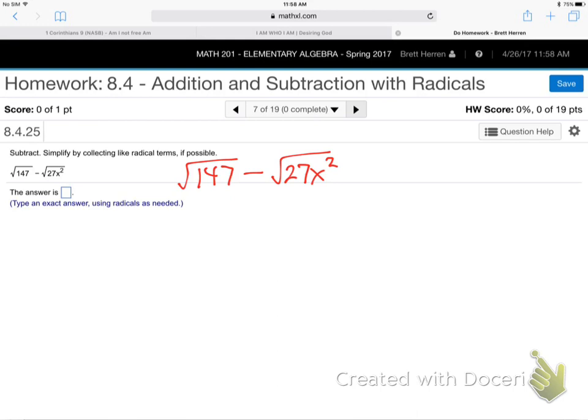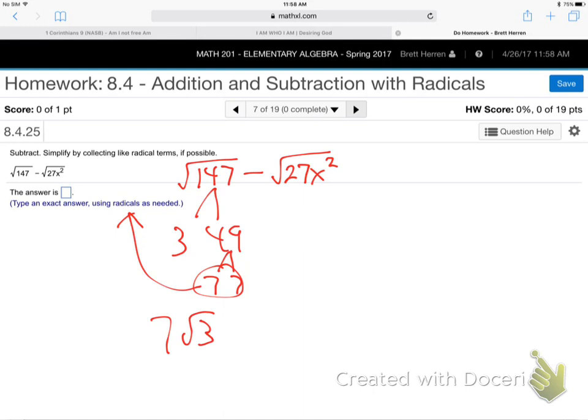Is it 21 times 3? No, 21 times 7. Then you break it up. So divide by 3. You're right. 21 times 7. Is it 3 times 49? And then that's 7 times 7. 2 7s in, 1 7 out. So it's 7 root 3 for that first one. So far, so good. Because the 3 has to stay in.